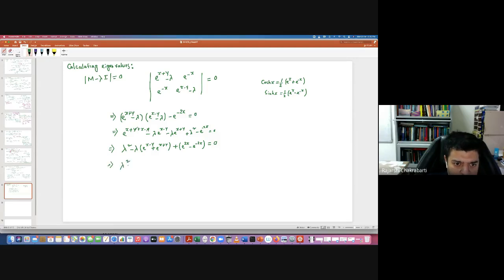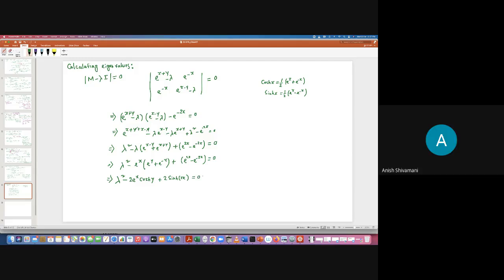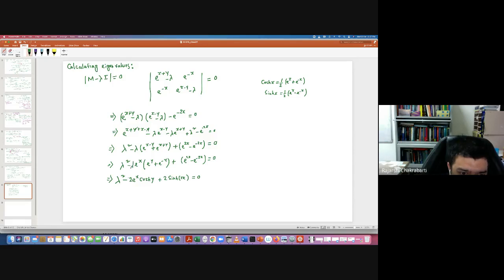This is lambda square minus, what I'm going to do, I'm going to take exponential of x common here, which basically gives you, let me write down. Do it one more step. So this one gives you 2 exponential of x cos hyperbolic y. And this one is plus 2 sine hyperbolic 2x. Fine. If I write like this, yes, sir, I have a lambda. Lambda I should not forget.